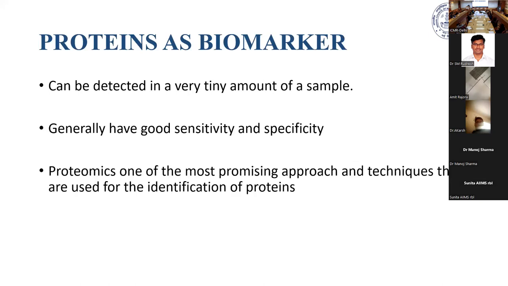Let's go to proteomics. Proteins are preferred because they can be detected in a very tiny amount of sample. If you choose your samples correctly and choose the target protein correctly, then generally they have good sensitivity and specificity. And that is why proteomics is one of the commonly used avenues for identifying new biomarkers.